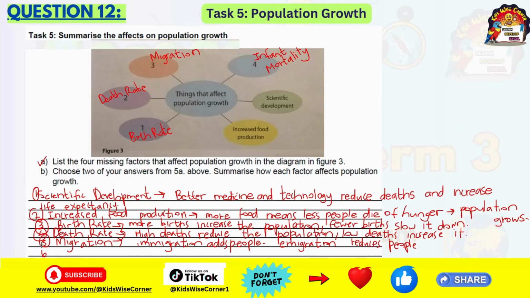And the last one, infant mortality. With infant mortality, lower infant deaths raises the population. And high infant deaths, slow growth.